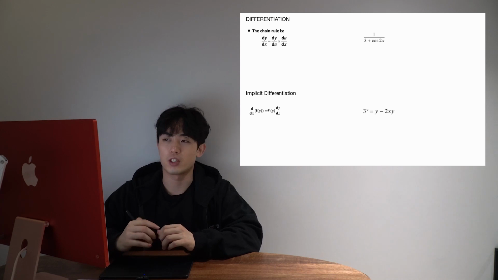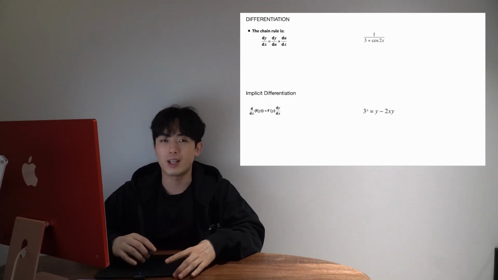So stuff like the product rule and quotient rule, you guys should know already by now, right? So I'm not going to cover that. We're just going to be looking at some maybe difficult questions in each topic of differentiation. So first things first is the chain rule.